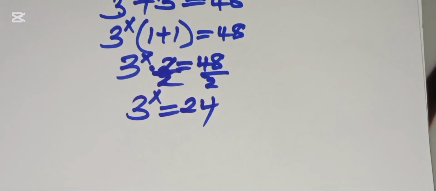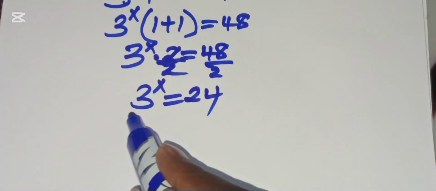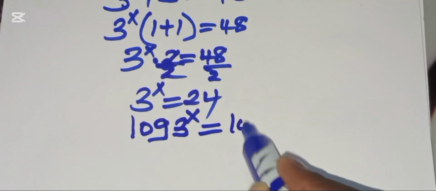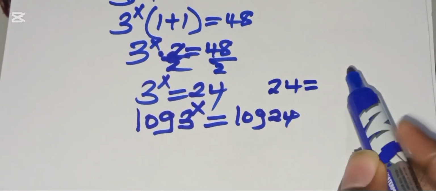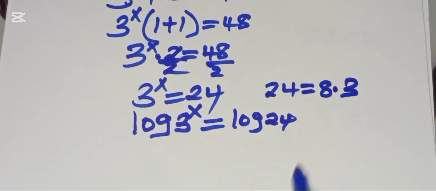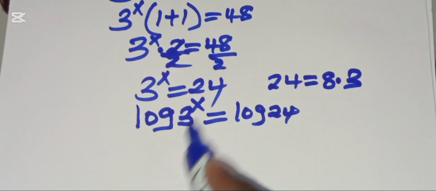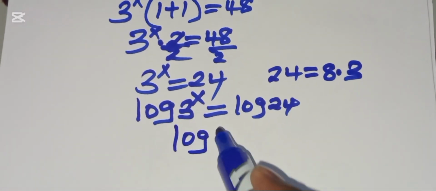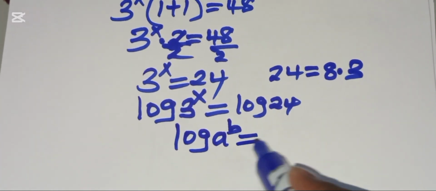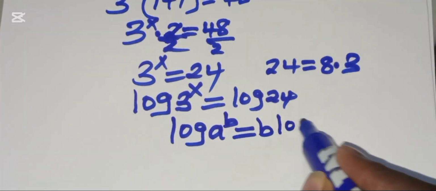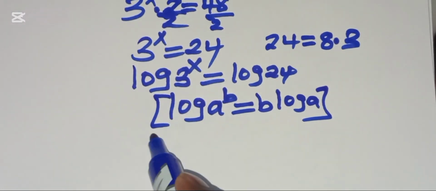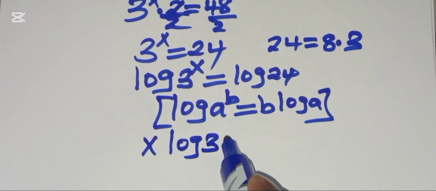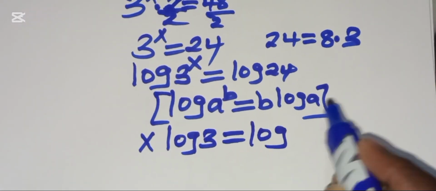Now from here, to solve for the value of x, we introduce the natural logarithm, so that we have log 3 raised to power x equal to log 24. But 24 can be expressed as 8 multiplied by 3. Now, if you have log a raised to power b, this can be expressed as b log a. Let's apply this logarithmic property so that we have x log 3 equal to log 24.